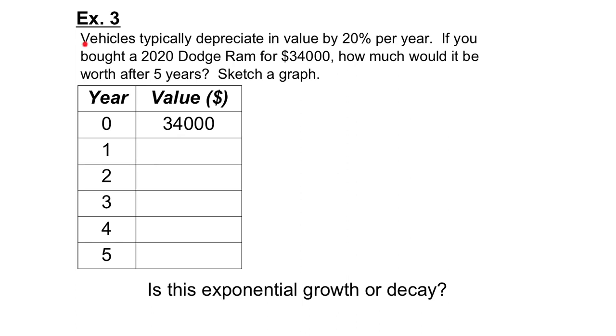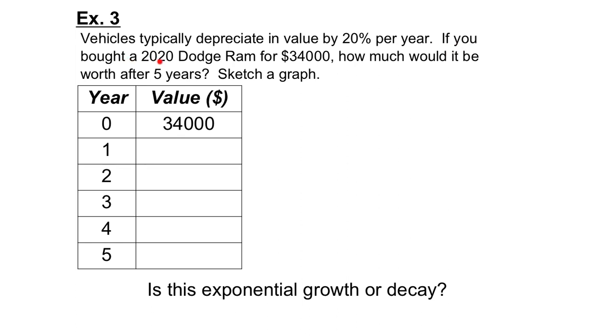In example 3, vehicles typically depreciate in value by 20% per year. I want to stop there for a second and just go over what that means. If the value of something depreciates, it means the value is decreasing over time. So vehicles depreciate in value by 20% per year. That means every year they are worth 20% less than what they were the year before. That's typically how it works with vehicles.